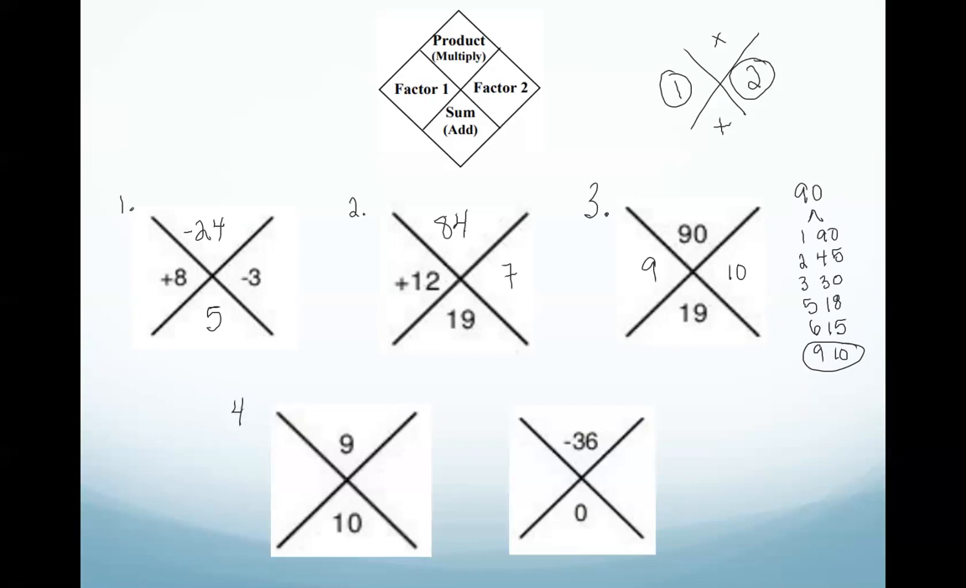So let's try number 4. We're looking for two numbers that multiply to 9 and add to 10. So let's look at the factors of 9. 1 and 9, and those add up to 10. So we have just 1 and 9.